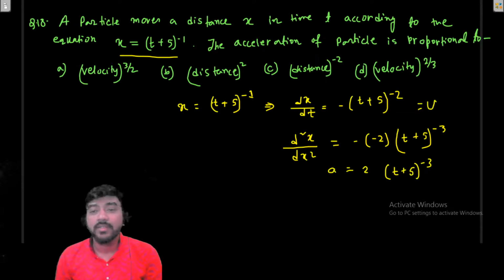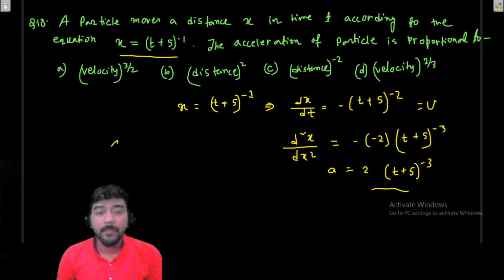Now acceleration in terms of velocity or in terms of distance, which you want to find out. So both possibilities are there. You can express acceleration in terms of velocity or in terms of x. So how you can find out this? So in terms of x, what will be? So it will be t plus 5 to the power minus 1. So acceleration will be 2 into t plus 5, okay, to the power minus 1 whole cube.